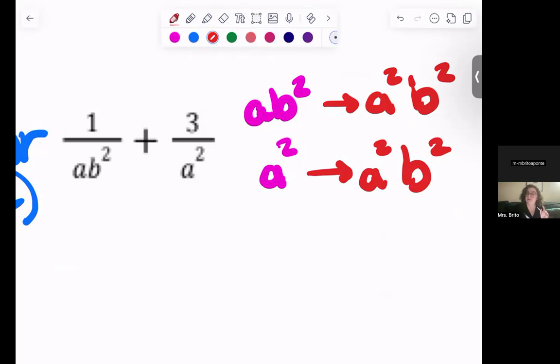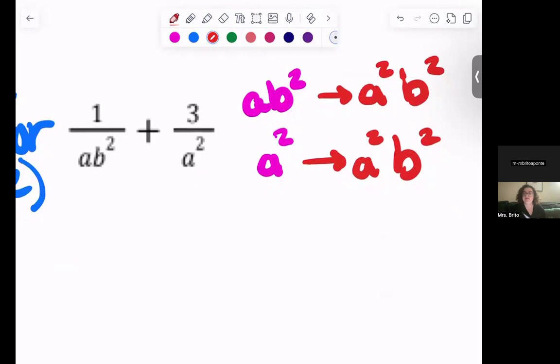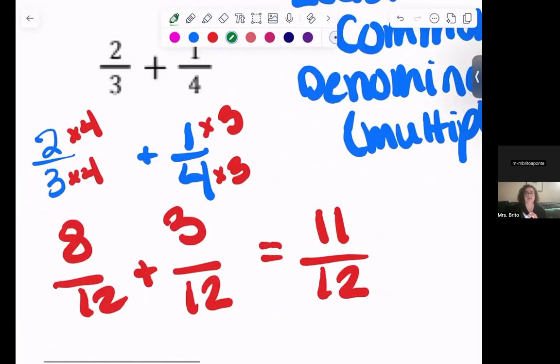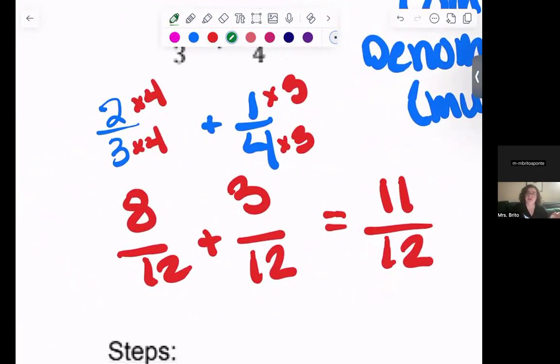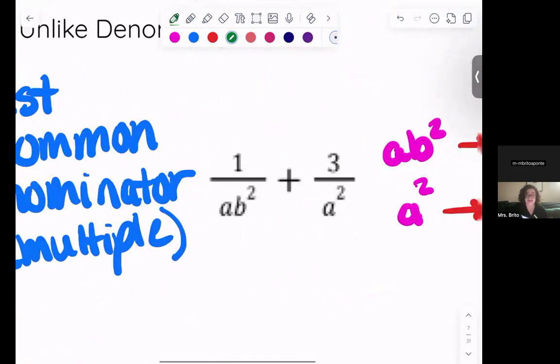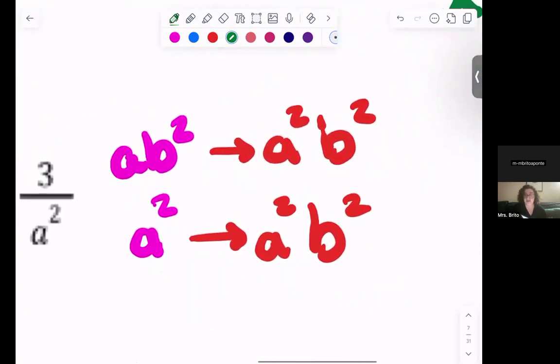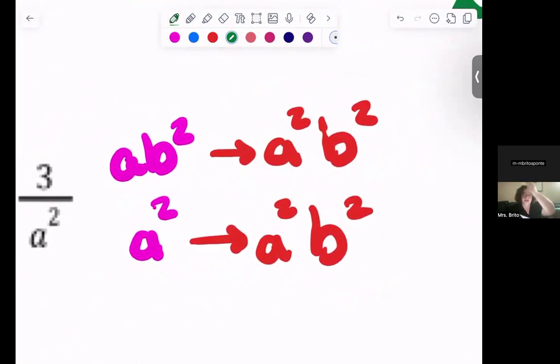I'm looking for the common multiple of each of those terms. Okay, so what I have to look for then is how I'm going to multiply each of those to get the LCM. When I had just regular numbers, I knew, oh, 3 times 4 is 12. Done. 4 times 3 is 12. Good. AB squared times what? Hang on. Here we go. AB squared times what is going to get me A squared B squared? What am I missing? I think I just am missing an A.